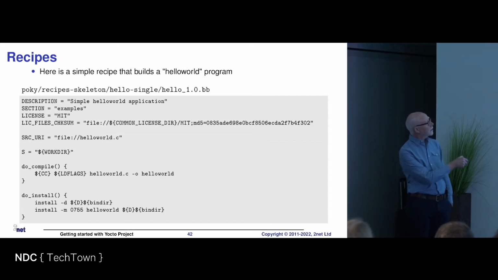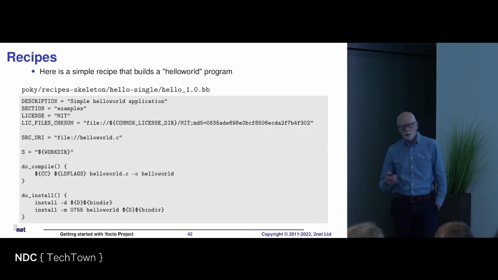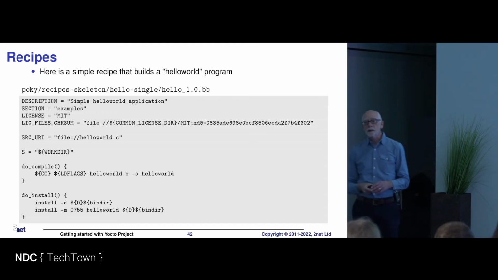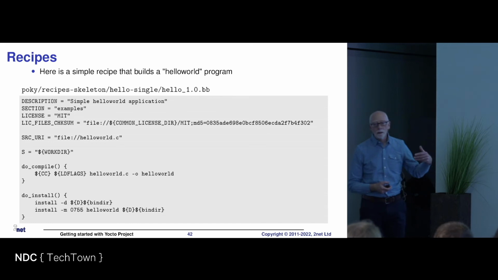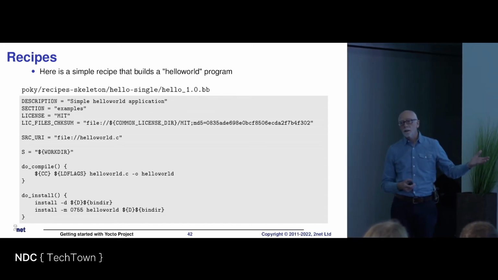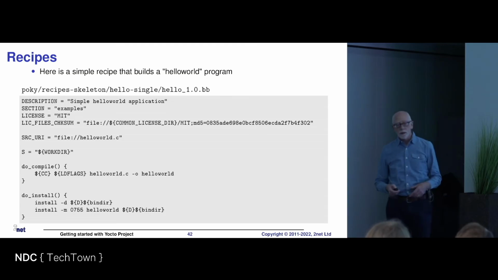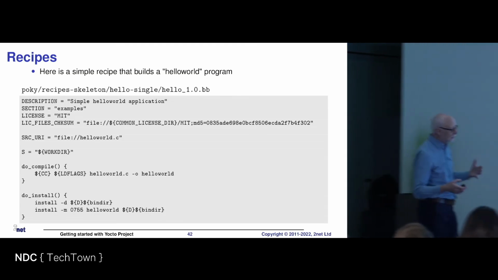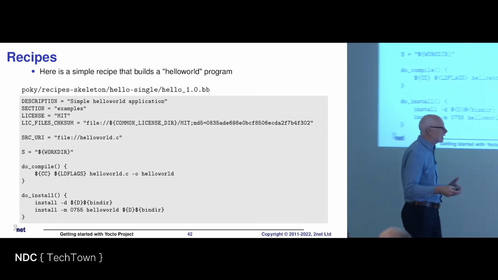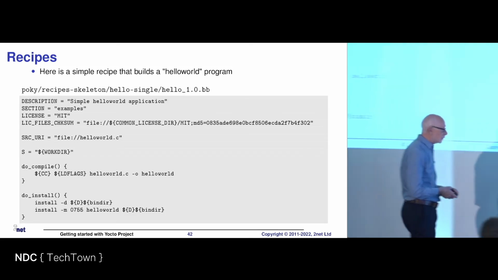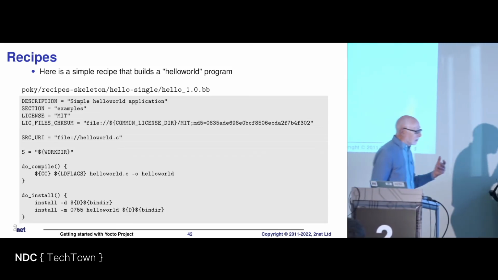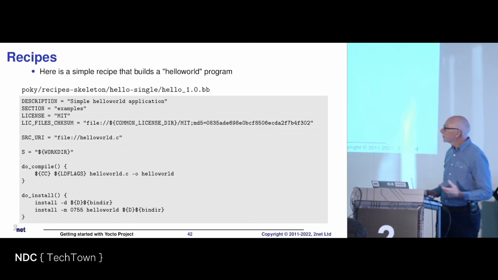Then we have SRC_URI. So the SRC_URI is a list of places to go get things. In a more realistic case, the SRC_URI would be web addresses or Git archives or something. But in this simple case, we are using a local file MIME type. So this is going to go and grab a file called helloworld.c from within, actually it comes from within a directory called files in the directory that contains the .bb file.